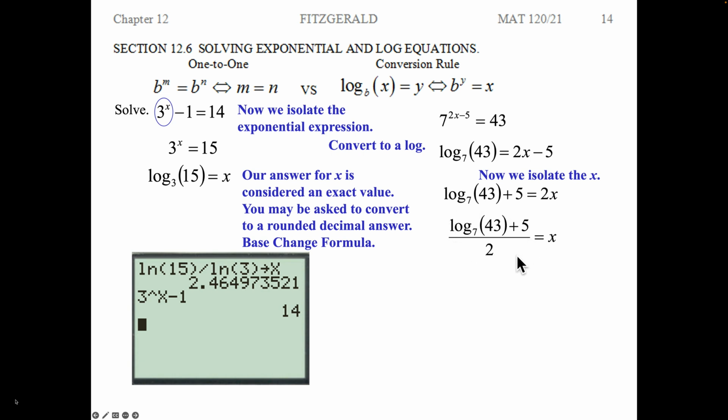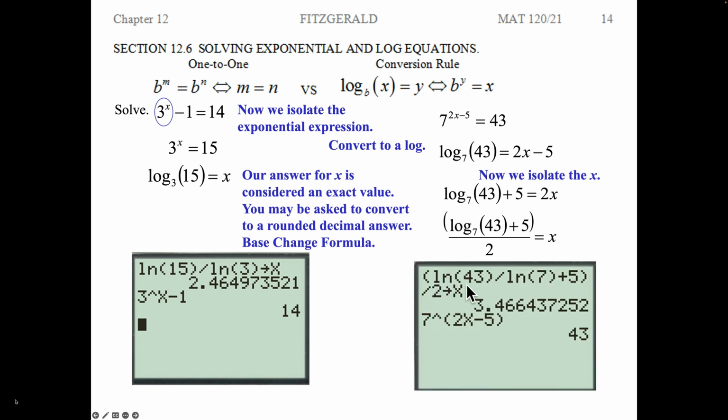Or you can go to your calculator and get the decimal representation. Here's the base change formula for log base 7 of 43. Then I add 5 to it, and I had to put parentheses around the numerator because there's 2 terms up there. Then divide by 2. Store it for x. Type in the left side. 7 raised to 2x minus 5 equals 43.